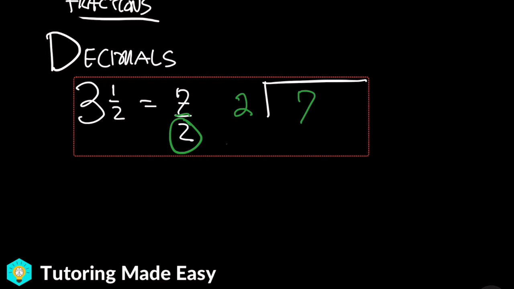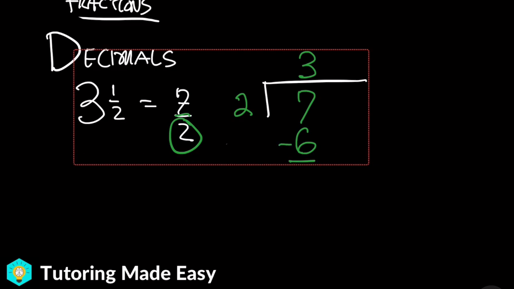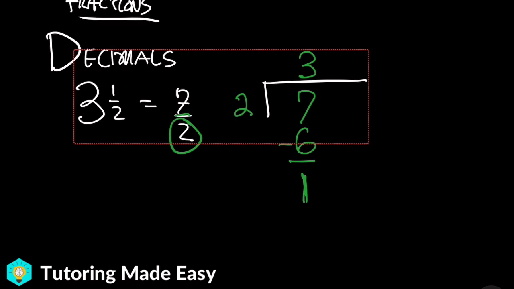Now we're going to ask the question, what can we multiply by 2 to get 7? And the closest is 3. So if we multiply 3 by 2, we get 6. So 3 times 2 is 6. And then we subtract that, we get 1. 1 is the remainder. Now, what can we multiply by 2 to get 1?